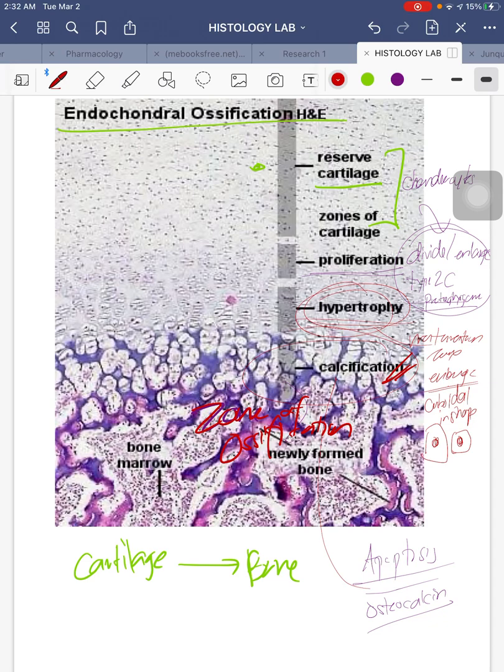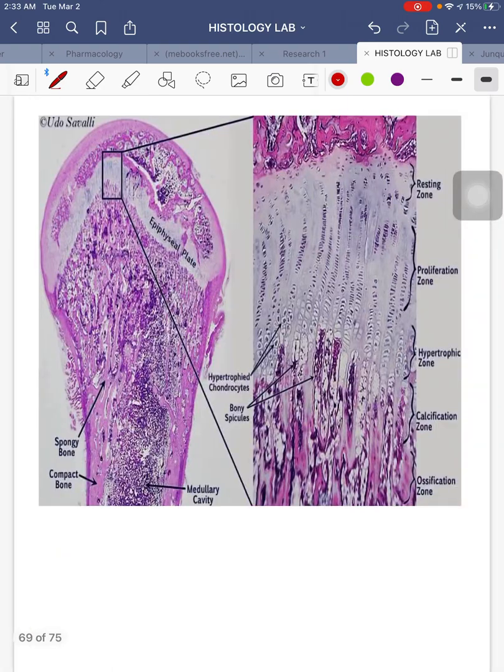So when osteoblasts settle in, they will secrete osteoid. And osteoid will now become woven bone. Okay? So here you see newly formed bone, no? This area, okay? The dotted areas here in this cavity is bone marrow, according to this picture.